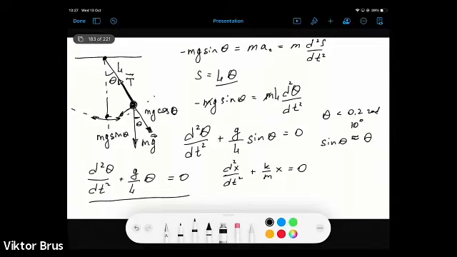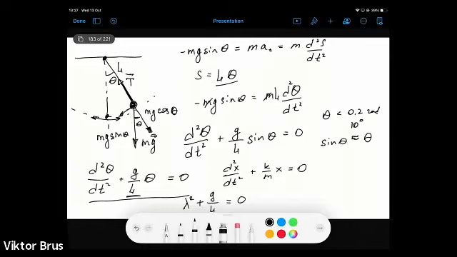So as we remember from previous time, in order to solve such an equation, we first get the characteristic equation, and the characteristic equation for this type of differential equations will be lambda squared plus, in our case now, g divided by L, and that is equal to 0.